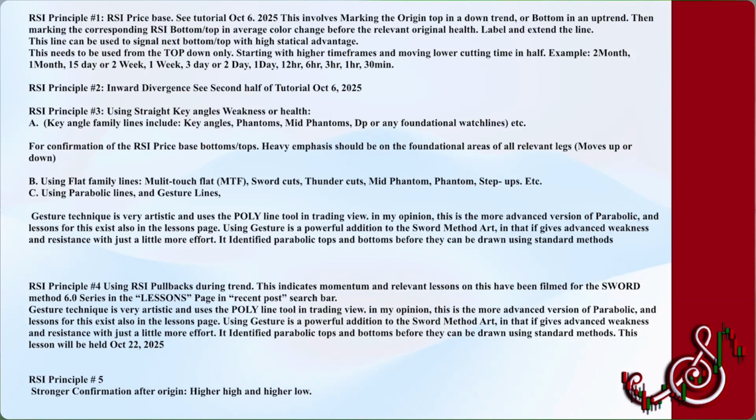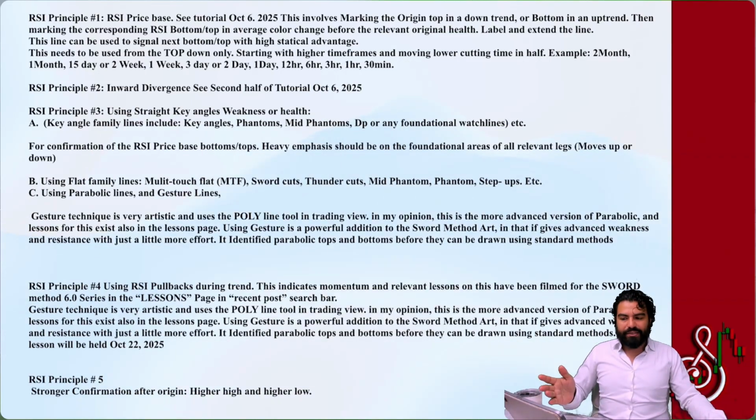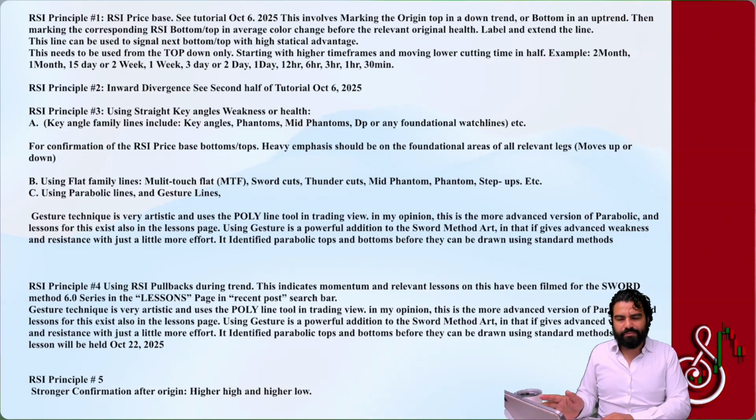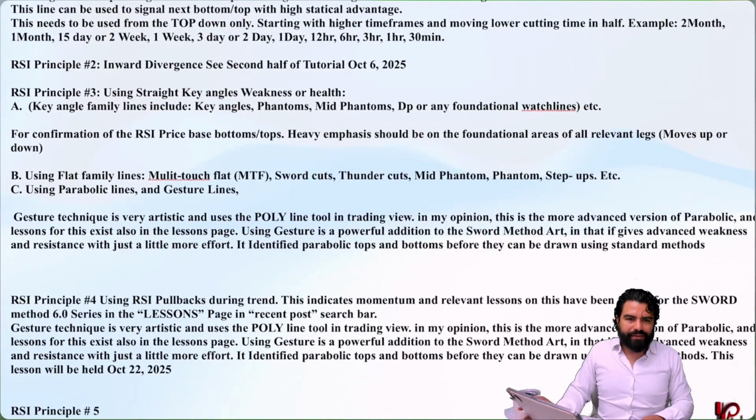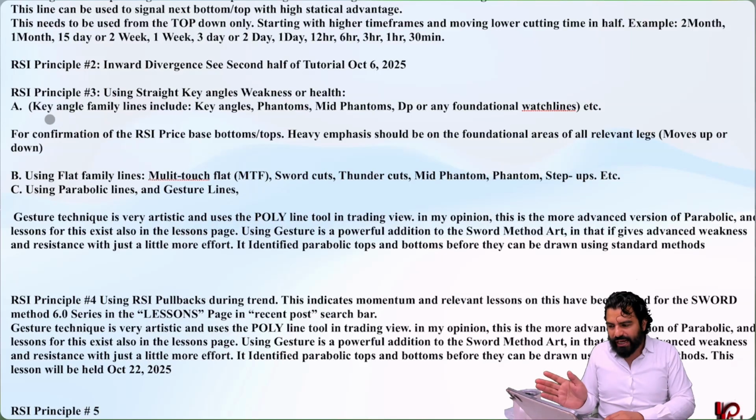Principle number 3 is using straight key angles for weakness and health. Now, we already discussed this one last Wednesday. We spent a lot of time using this principle, using straight angles, key angles for weakness or health. Over the week, I just wanted to lump all the health in one area, because basically it roots down to just using key angles for health or weakness. I think we need to just update that for health and weakness.